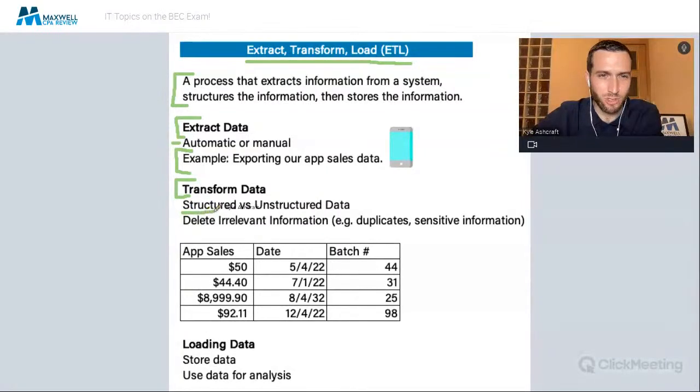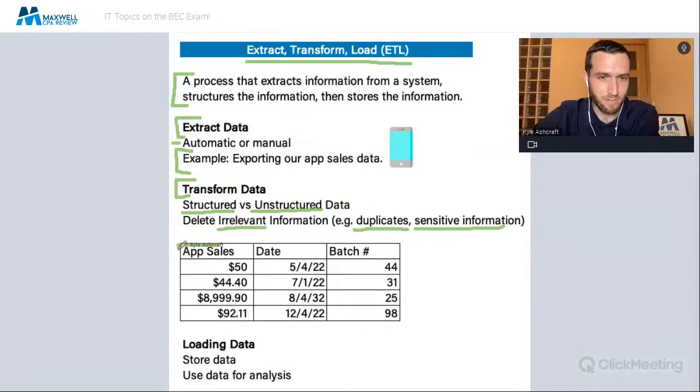So let's consider what structured data is versus unstructured data. Unstructured means just raw data, and you can't use it for analysis. But once you get it into the right format, then it's structured data and you can use it for analysis. So that's structured data versus unstructured data. When we're transforming the data, we want to delete any irrelevant information. That way we can clean up the data. So if we have any duplicates, or any sensitive information, then we would delete that.